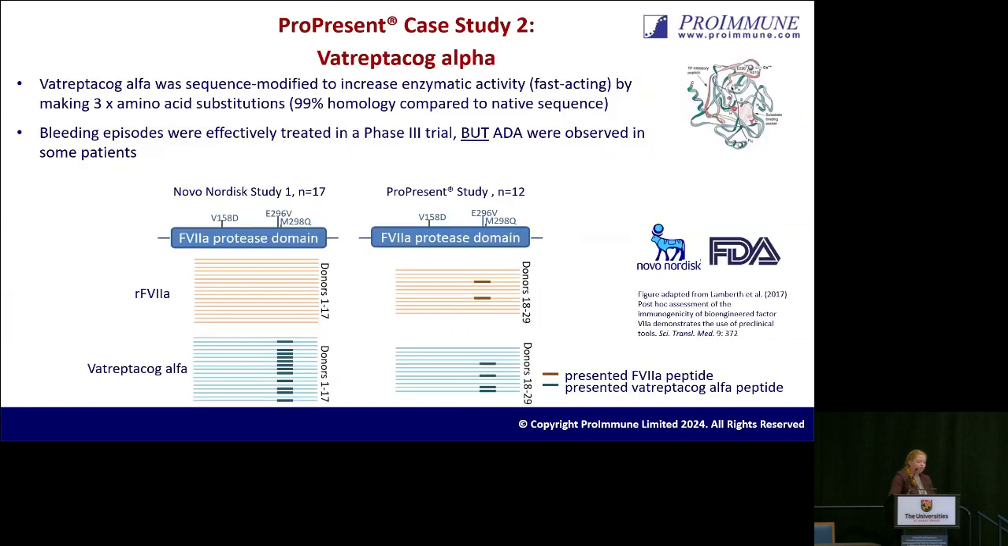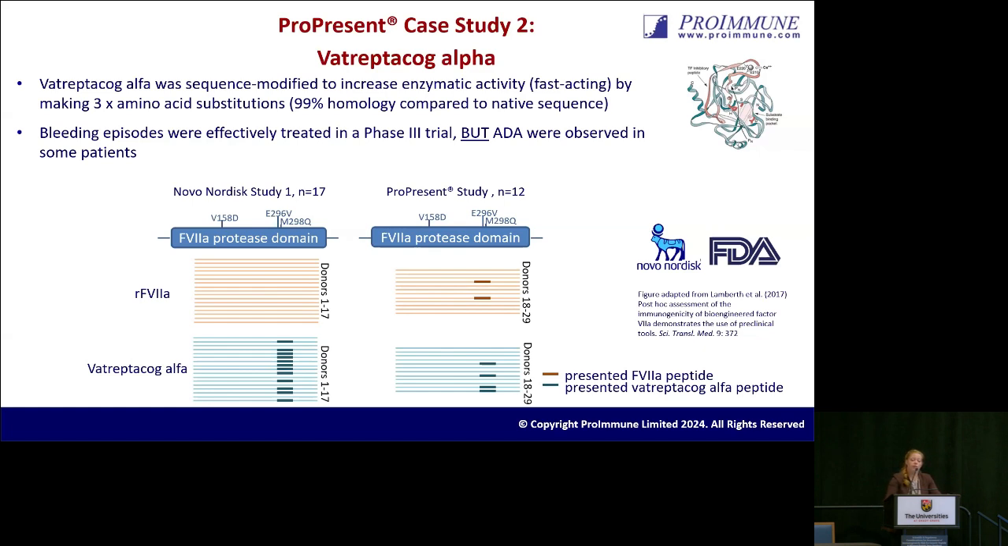Okay. This is a really nice example of a very pressing question that we're commonly asked, and that is how predictive are these tools in reflecting clinical outcome? And of course, as we heard yesterday, there are multiple factors that lead to clinical immunogenicity, and we're looking at risk assessment. But this is a really nice example of assessing sequence-modified drugs.